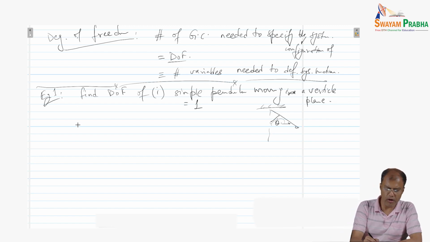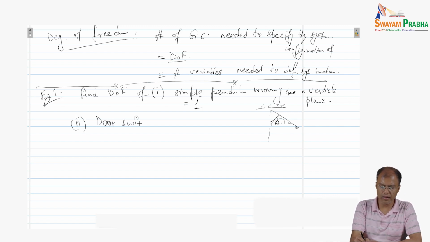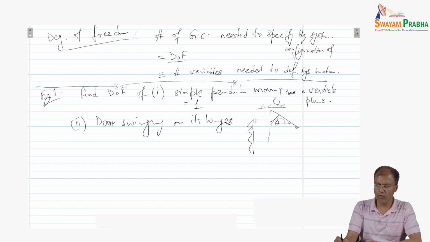Similarly, how about a door swinging on its hinges? We see that again the angular displacement of the door is the only variable which is undetermined. So in this case also the degrees of freedom is 1.